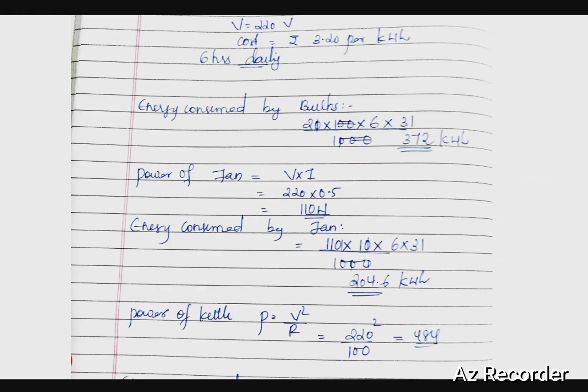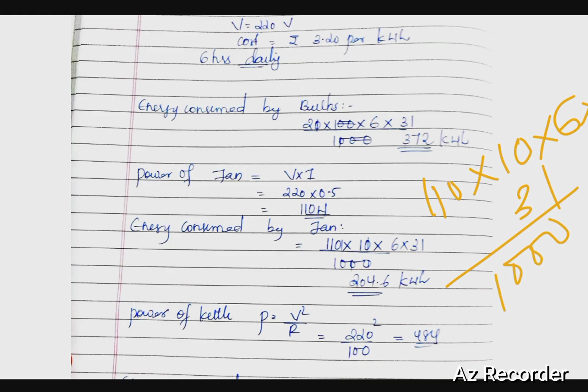So the electrical energy consumed by the fans will be 110 into the total number of fans, which is 10 in number. So 10 into 110, each of the fans is used 6 hours daily for 31 days. So 6 into 31 divided by 1000, we will get 204.6 kilowatt hour. This is the electrical energy consumed by the fans.